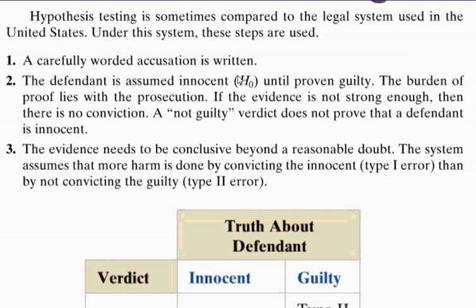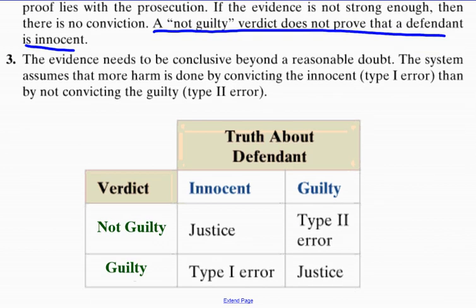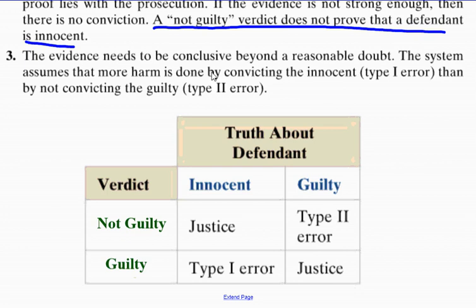A not guilty verdict does not prove that a defendant is innocent. That's important. You will never hear in a court case that someone is claimed to be innocent. We only say not guilty. That is, in statistics, we would say fail to reject. We can never say that the null is true. We don't have enough information to say that it's true unless we sample the entire population. The evidence needs to be conclusive beyond a reasonable doubt. That means we have highly unusual events.